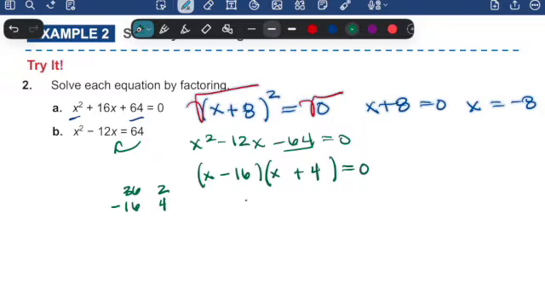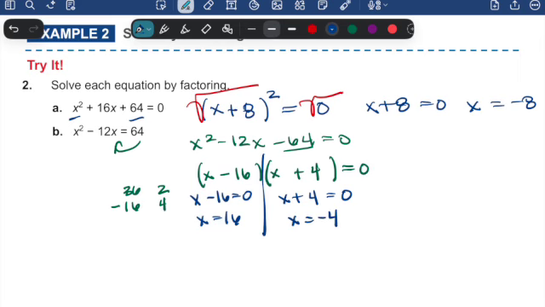Okay, those are good. 4 times x is positive 4x, minus 16x. Yes, that gives me -12. Okay, now we have it factored. Because of the zero product property, we can split apart the two binomials and set each factor, or each binomial, equal to 0 and then solve for x. So x is going to equal positive 16, or x can equal negative 4.